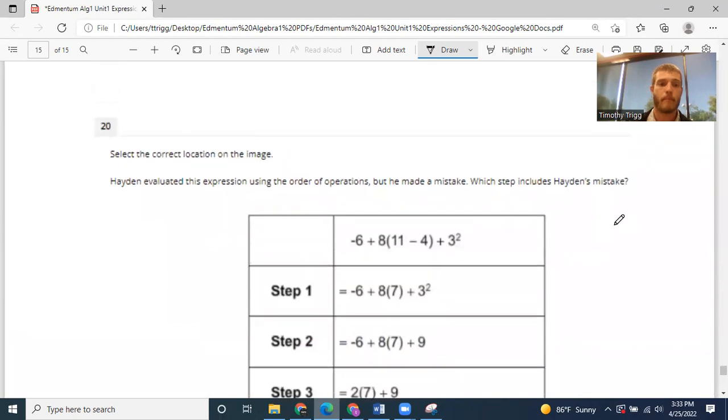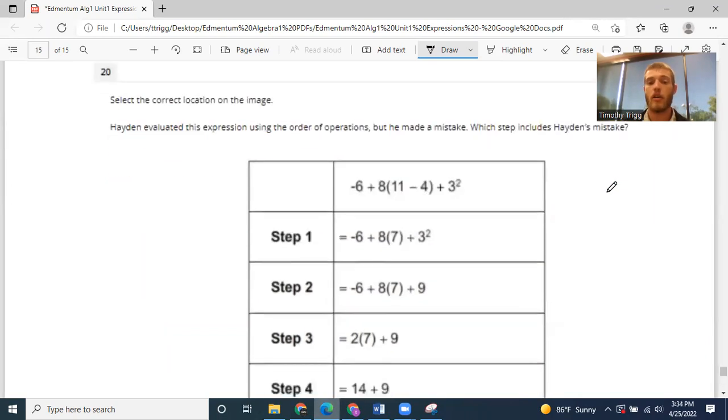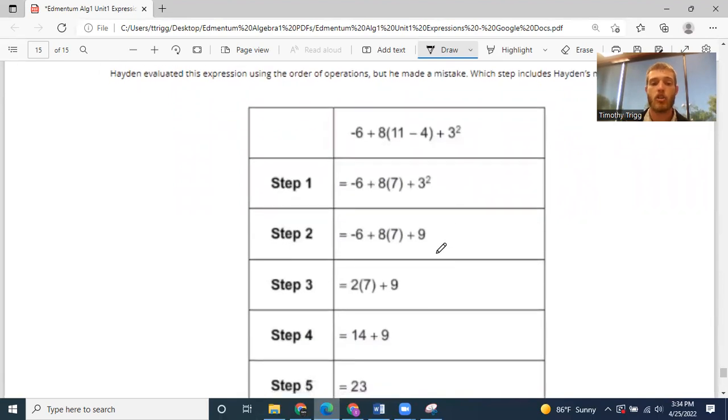Okay, last one. Hayden evaluated this expression using the order of operations, but he made a mistake. Which step was the mistake? So just go through it. Make sure, is he doing parentheses first? You can see 11 minus 4 is what you would do first, and he did that correctly. So step 1 is correct, but see where he made the mistake. Just make sure you follow the order of operations, and you should be able to find the mistake he made.